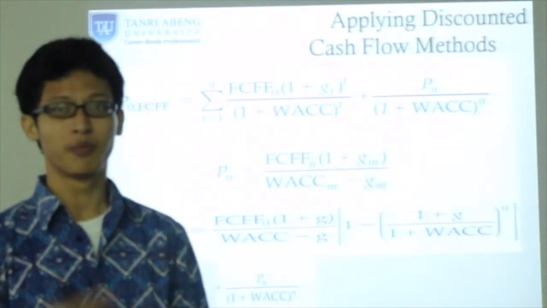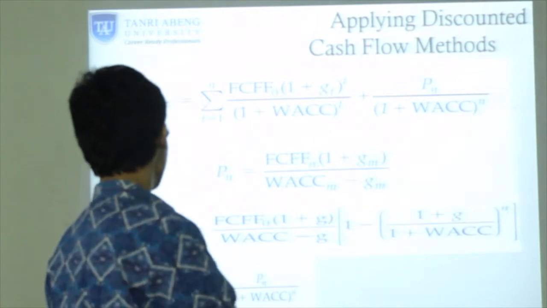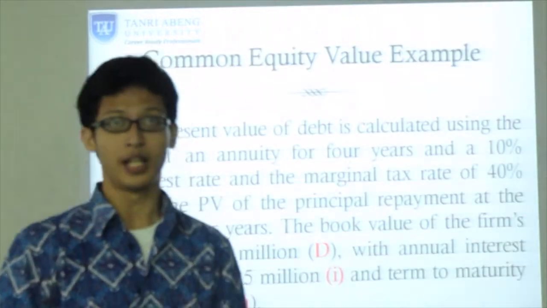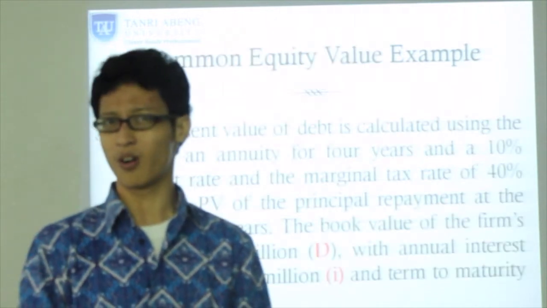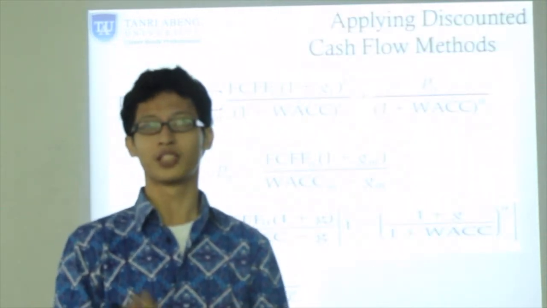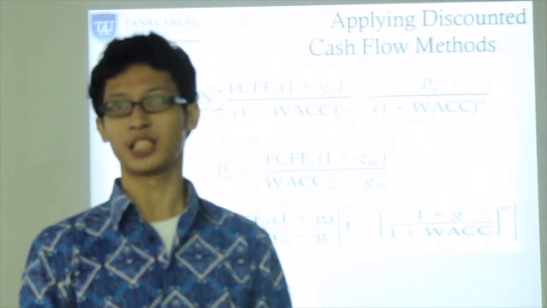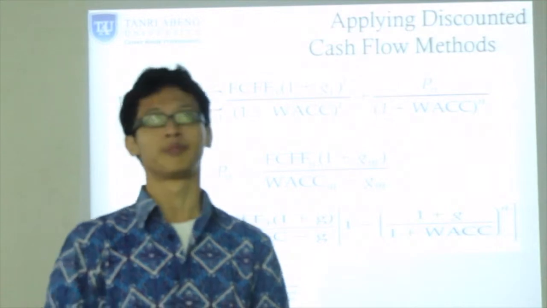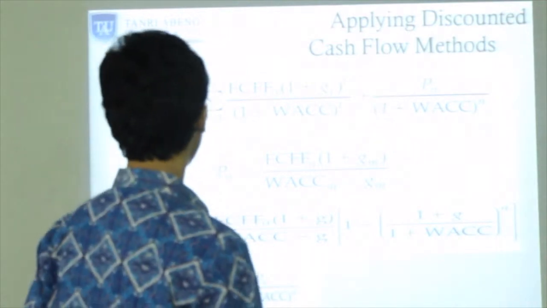I explained it in the previous video. The PV FCFF is the sum of FCFF0 times (1 plus GT) to the power of T, divided by (1 plus WACC) to the power of T, plus PN equal to the terminal value divided by (1 plus WACC) to the power of N.